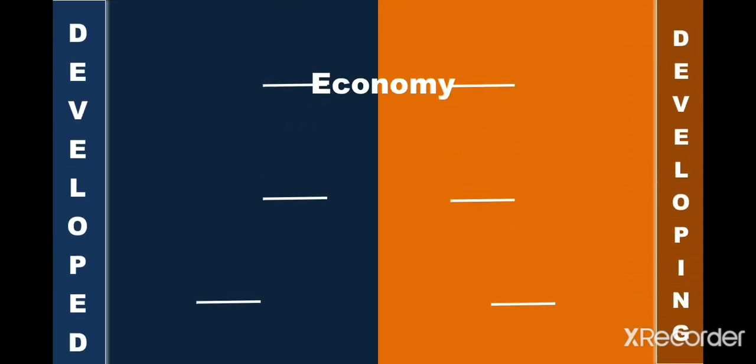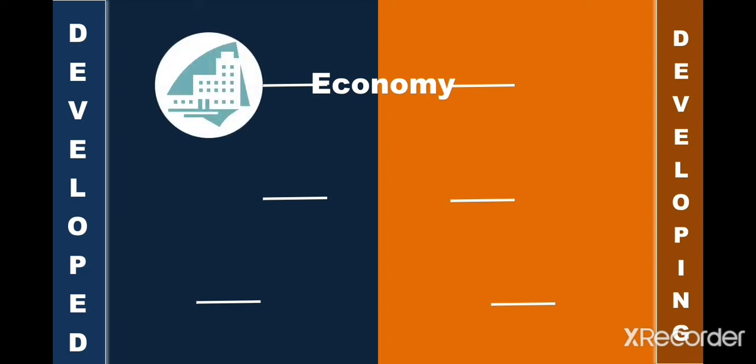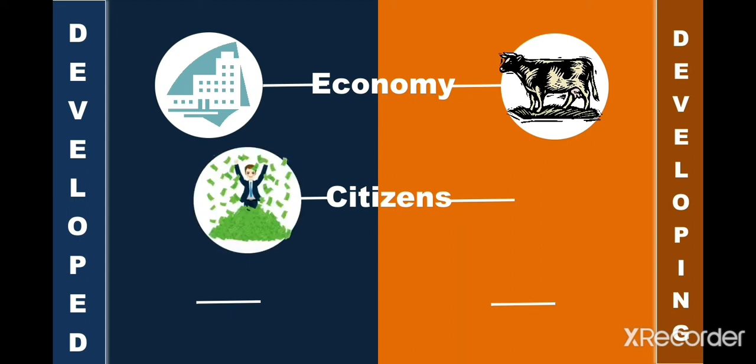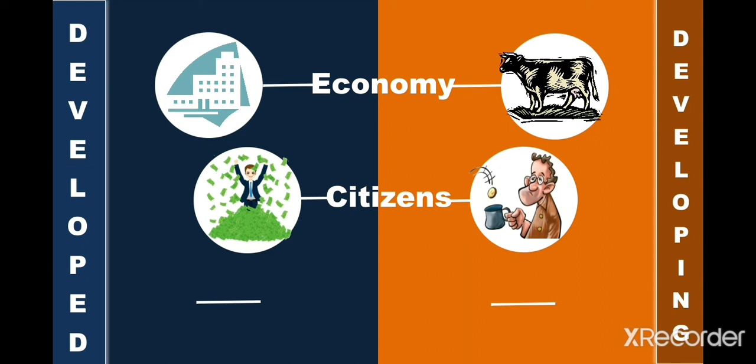In terms of its economy, a developed country depends on the industrial sector, whereas in developing countries, most of their economy depends on the agriculture sector, and they are still moving toward industrialization. Citizens in a developed country are well off and rich, while there is only a low proportion of rich citizens in developing countries. There is no such issue of unemployment in a developed country.